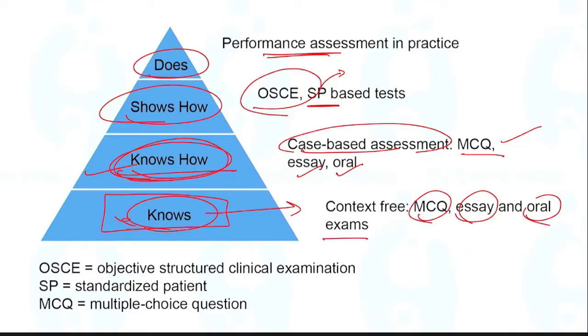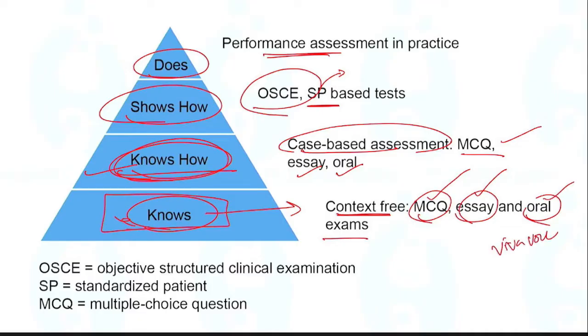For example, in medical education, anatomy and physiology, where patients are not involved, the viva is done by just asking if the student knows how to do those things. That has a context free nature, and that can be done by essays, that is written exams, MCQs, again a kind of written exam, and an oral viva.